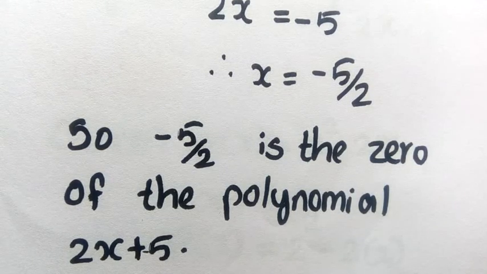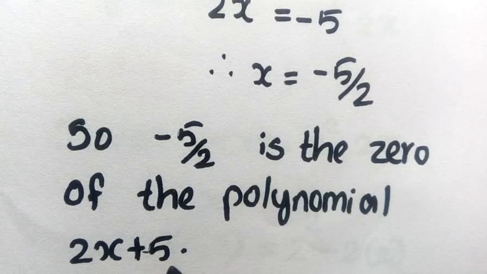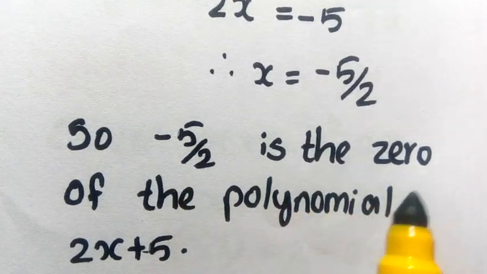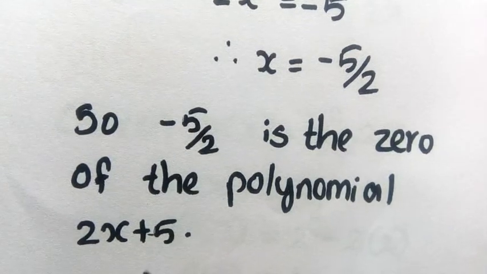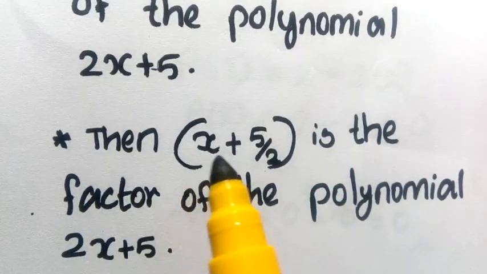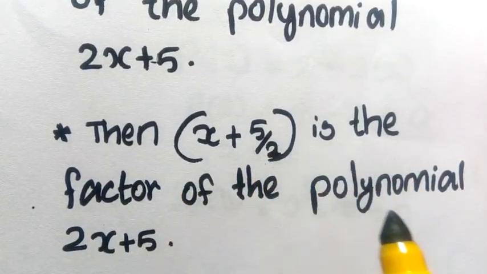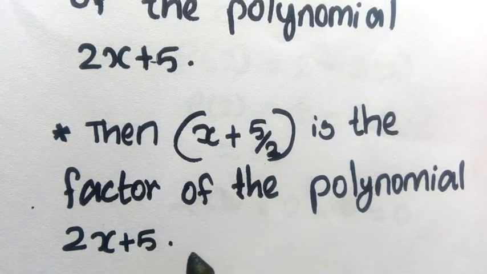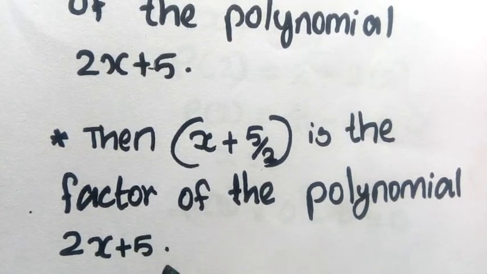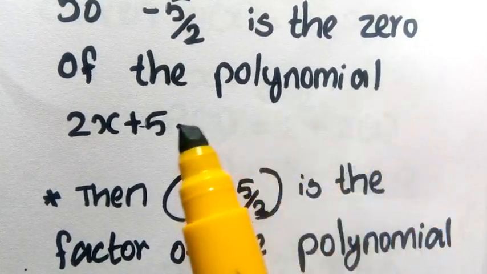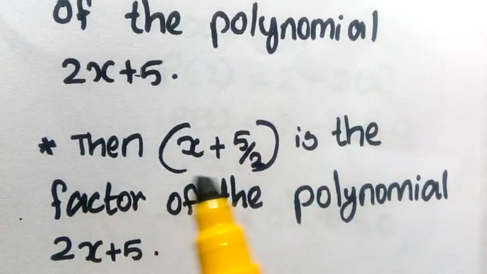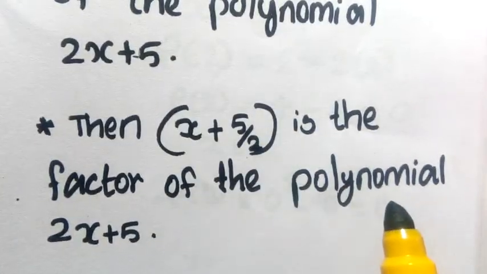Here we have an important concept. Listen carefully. If minus 5 by 2 is the 0 of the polynomial 2x plus 5, then x plus 5 by 2 is the factor of the polynomial 2x plus 5. Children, did you notice the two concepts? One is 0 of the polynomial and another one is factor of the polynomial.